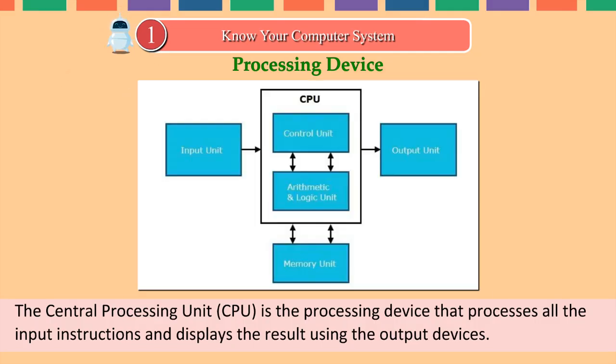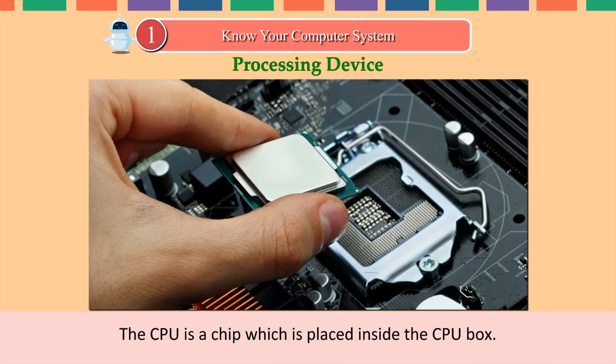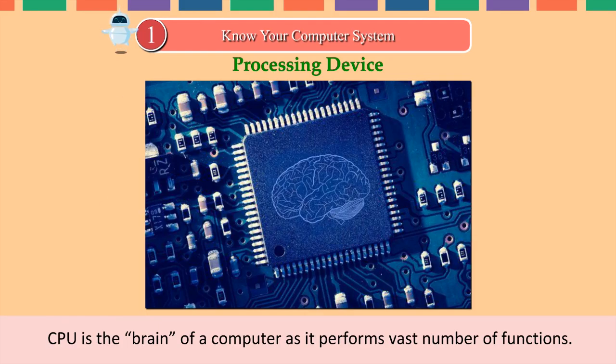Processing device. The Central Processing Unit, CPU, is a processing device that processes all the input instructions and displays the result using the output devices. The CPU is a chip which is placed inside the CPU box. CPU is the brain of a computer as it performs vast number of functions.